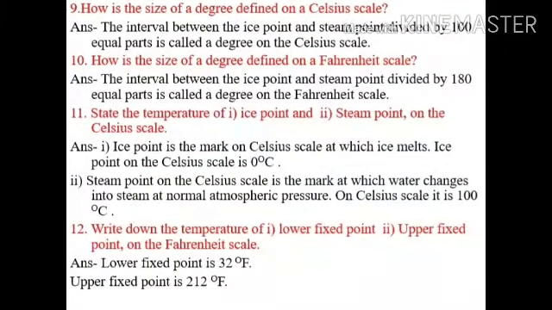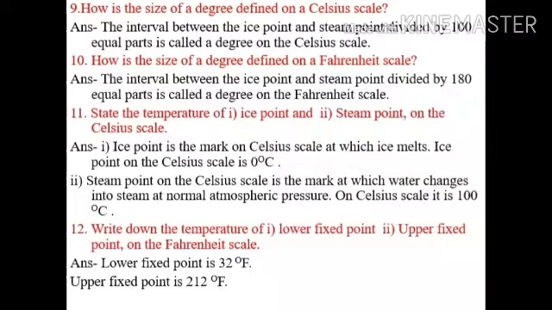Question number 9, how is the size of a degree defined on a Celsius scale? The interval between the ice point and steam point divided by 100 equal parts is called a degree on the Celsius scale. Question number 10, how is the size of a degree defined on a Fahrenheit scale? Answer is, the interval between the ice point and steam point divided by 180 equal parts is called a degree on a Fahrenheit scale.